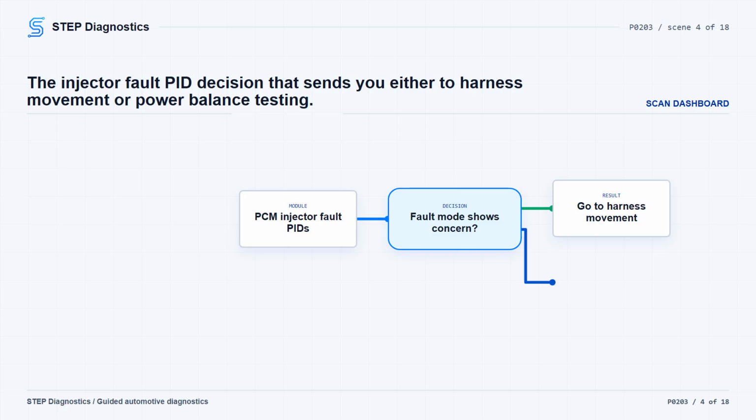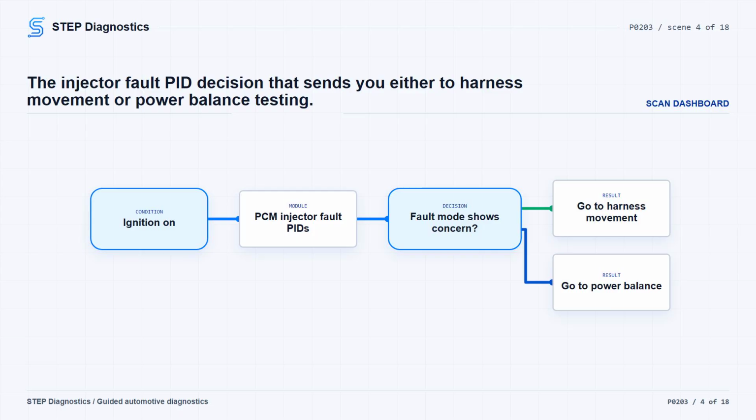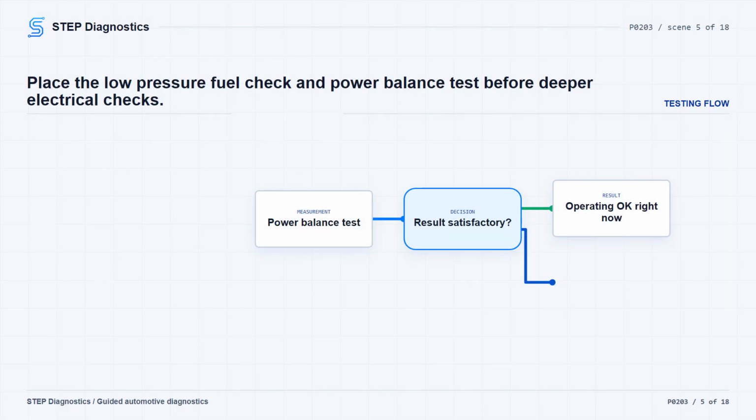Next, turn the ignition on and watch the injector fault PIDs in the PCM data. If the injector fault mode PID shows a concern, skip ahead to the harness movement check. If it does not show a concern, move to the power balance portion. Before chasing the injector electrically, make sure the low-pressure fuel system is operating correctly and follow that test direction. Then run the power balance test if the scan tool supports it.